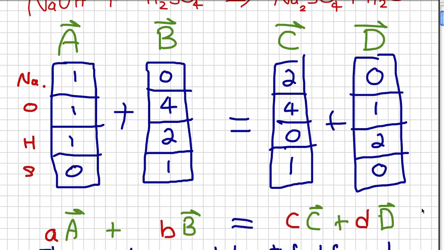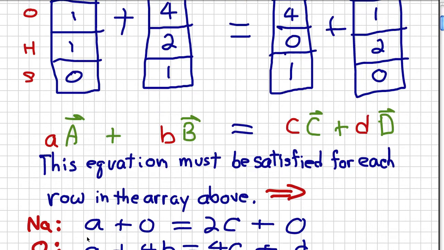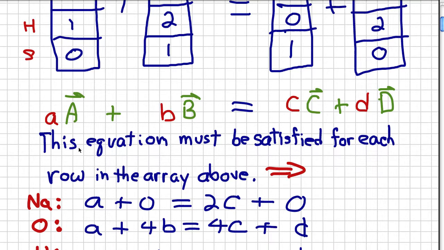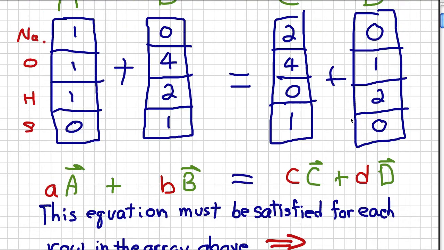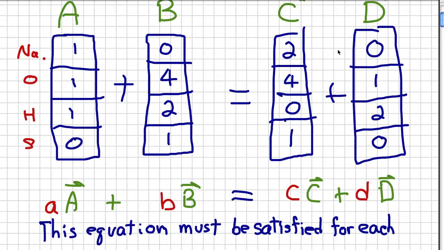So as I said, the problem is then to find out the integer values a, b, c, and d, such that a times A vector plus b times B vector is equal to c times C vector plus d times D vector, where the red lowercase letters are scalars in my vector equation. Now this equation right here, this one going all the way across, must be satisfied by each row in this array right here. So it must be satisfied by the top row, second row, third row, and fourth row.